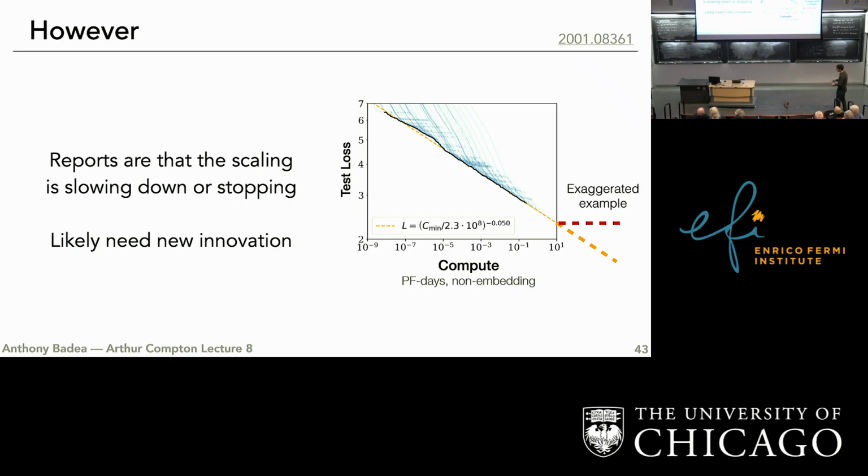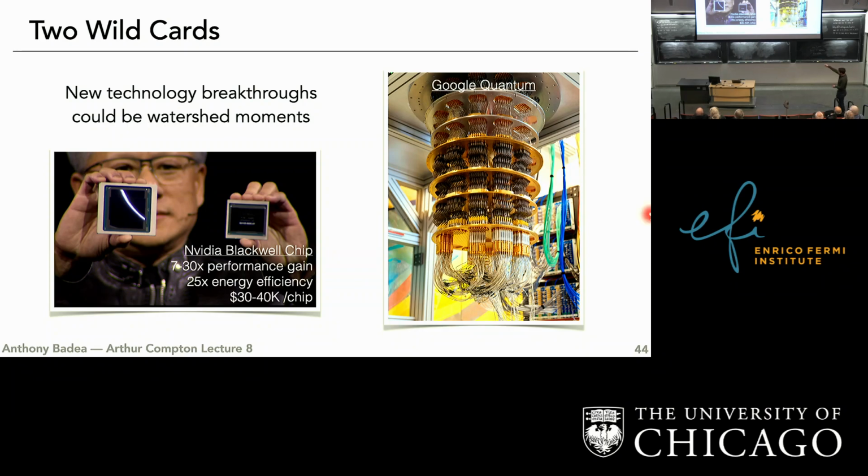I wanted to mention the two wild cards in all of this. One is if there will be new hardware computing, whether that be new chip developments, like NVIDIA is putting out these dedicated chips now that they report are something like 30 times more performant, 25 times more energy efficient. And then the other elephant in the room is if somehow somebody gets a really functioning quantum computer, everything that we're talking about, these scaling laws, all of these could break.